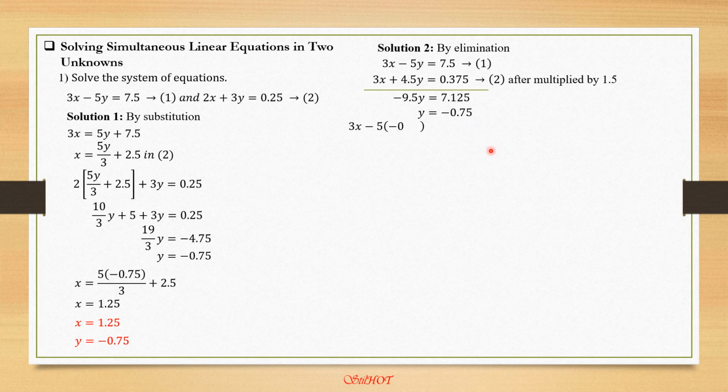Then substitute into equation 1, 3x minus 5 times negative 0.75 equals 7.5. So because you have your calculator there, you can check that it is 3x plus 3.75 equals 7.5, or 3x equals 7.5 minus 3.75 is 3.75. Then 3.75 over 3 is 1.25. So divide everything by 3, so x is 1.25. So the answers are the same. Therefore, x is 1.25 and y is negative 0.75.